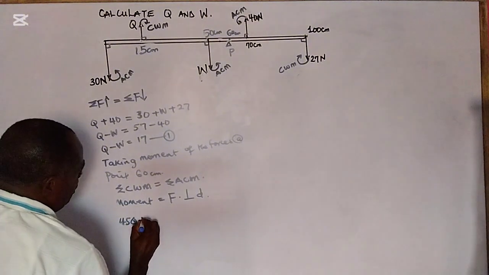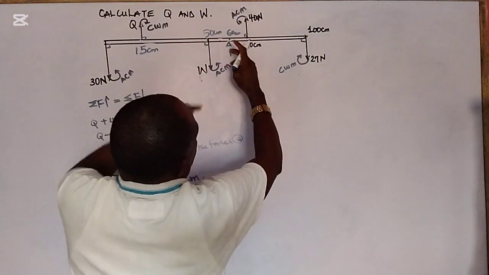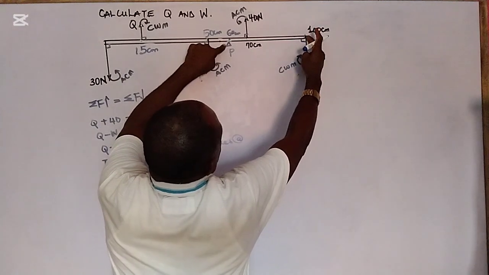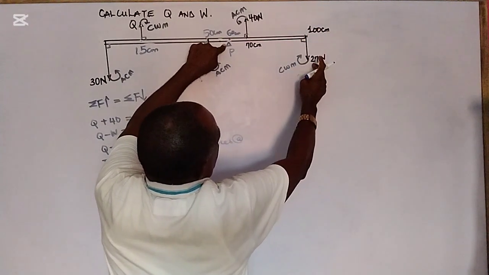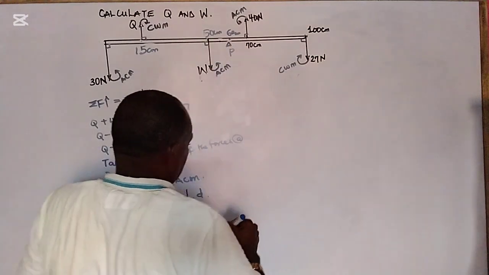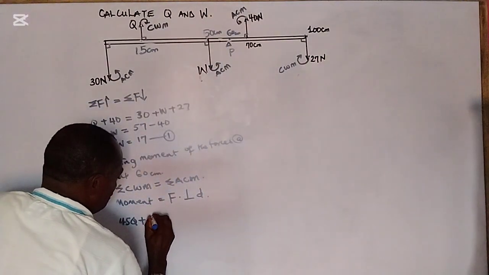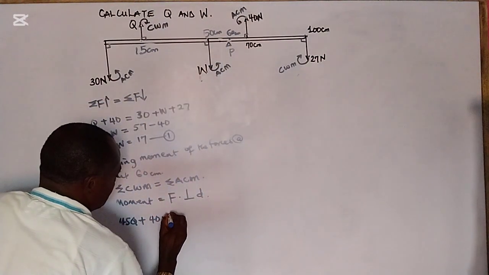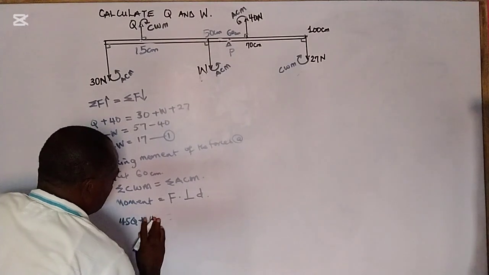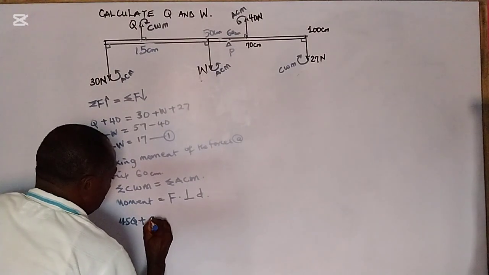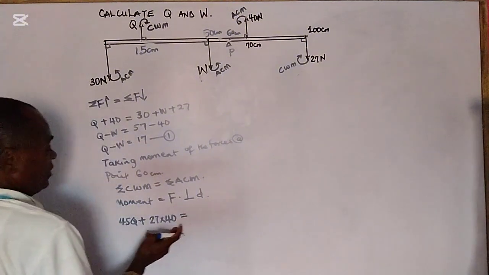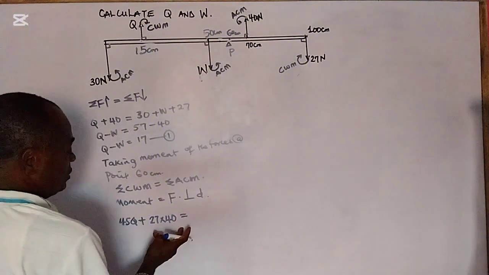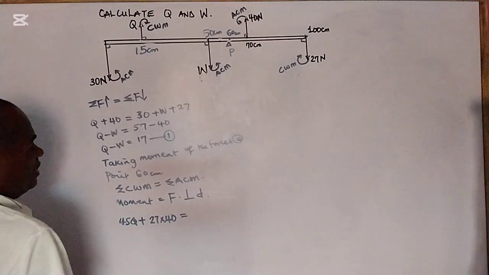So we have 45Q plus, from 60 to 100, 100 minus 60, that's 40. 40 times 27, or better still, 27 times 40. So we have finished with the clockwise moment. The sum means we should add them up together.